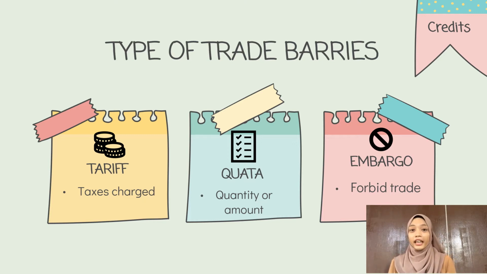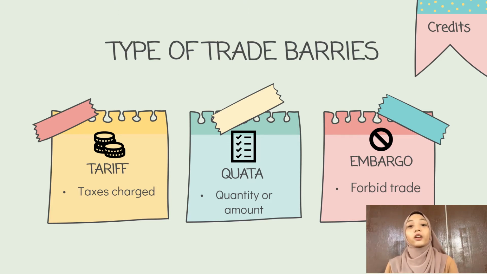The first type of international trade barrier is a tariff. Tariff is the tax imposed by one country on the product or service imported from another country. Tariff will be charged to the product or service before they enter or leave the country. Tariff will cause the product to become more expensive, especially the imported products.